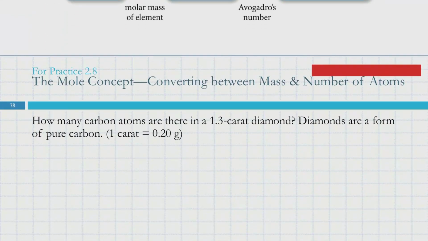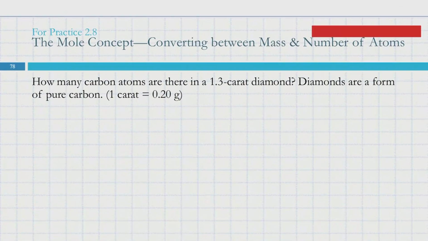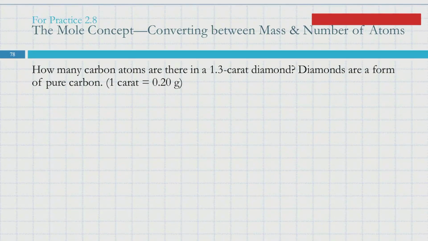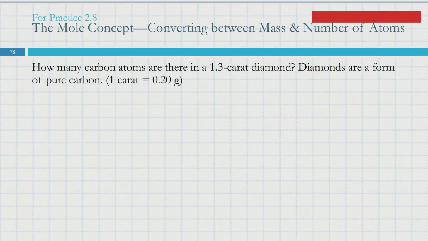So an example calculation for that. How many carbon atoms are there in a 1.3 carat diamond? So diamond is a type of pure carbon. We've got 1.3 carats of diamond. A carat is 0.2 grams. And we want to get to number of carbon atoms.